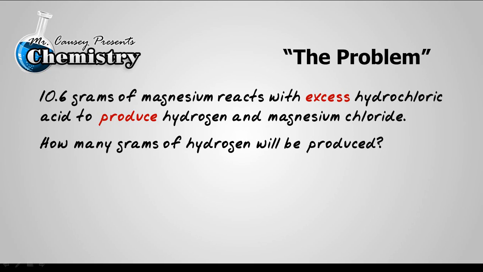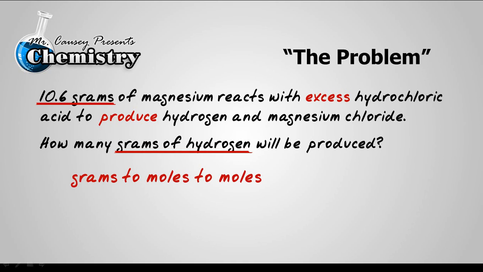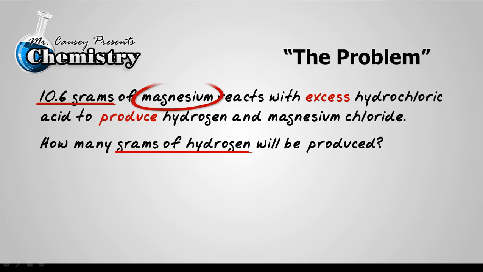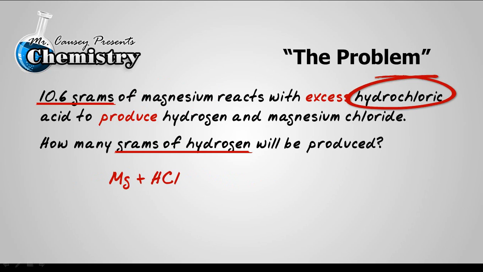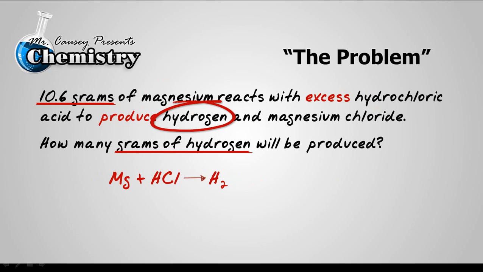So, let's first outline what we're going to do. We're going to take 10.6 grams of magnesium and determine how many grams of hydrogen were made. Thus, we need to go from grams to moles, and then to moles, and then to grams again. We also realize that we have magnesium reacting with hydrochloric acid to produce hydrogen gas and magnesium chloride.